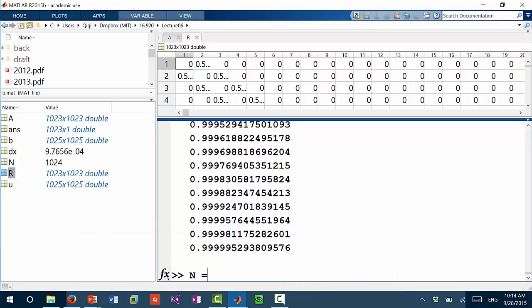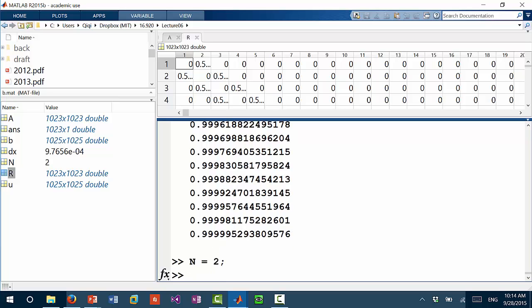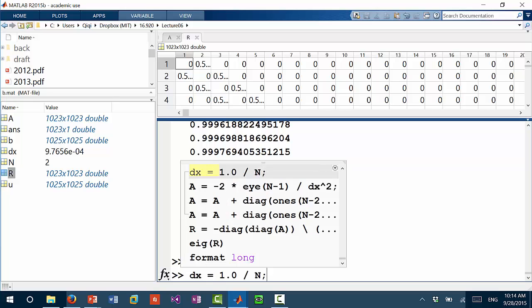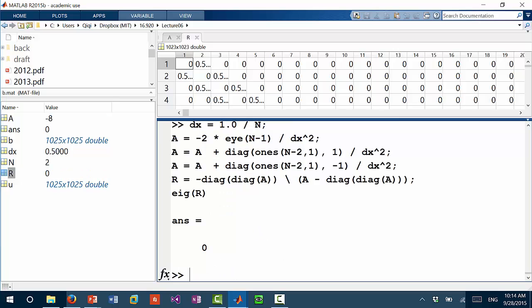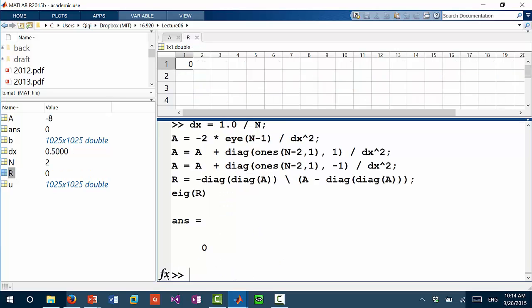And what if we make n equal to 2, as we were in the case at the coarsest grid? Let's repeat that. We get 1 eigenvalue equal to 0. Okay, that means if you don't do any relaxation, Jacobi would converge in how many steps? 1 step, right? The error is going to be reduced to 0 immediately.